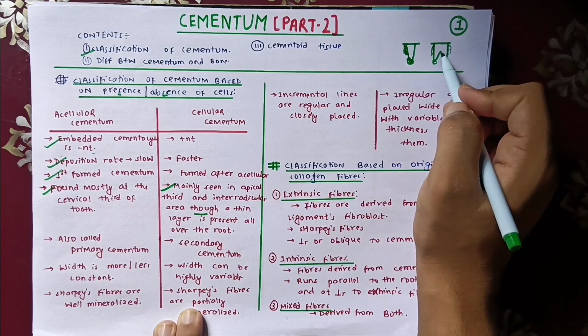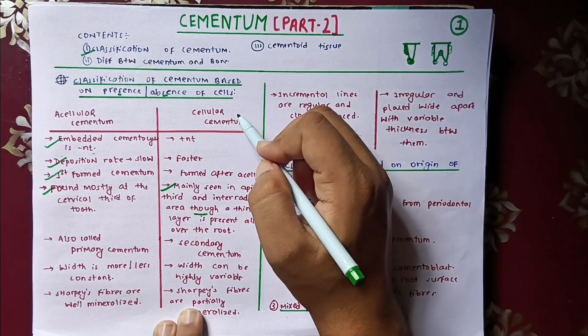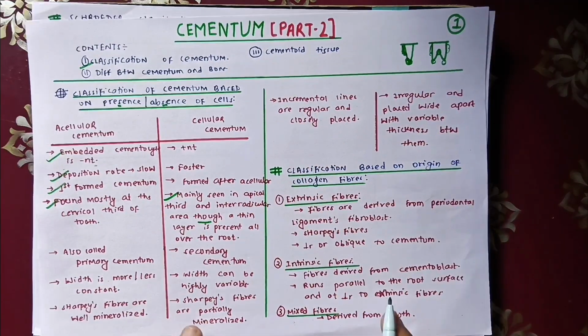And in the apex region, this is the apex region, and this is the interradicular region. In those three areas there is cellular cementum. So you should remember it like that.